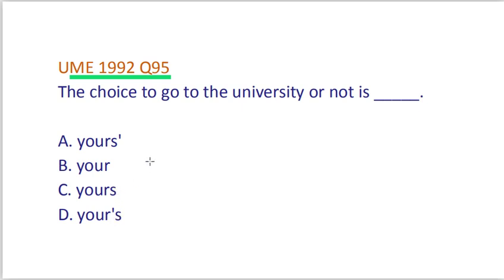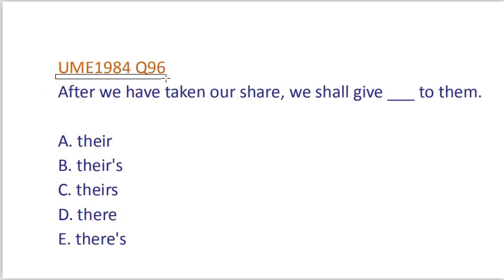The choice to go to the university or not is dash. In this case, the noun choice is not there. That means after the dash, there's supposed to be the noun there. But since the noun is not there, we need the possessive pronoun. If the noun choice was there, it would be the choice to go to the university or not is your choice. But it is not there, so we are not using the possessive adjective. We are using the possessive pronoun, which is yours. The choice to go to the university or not is yours. Option C.